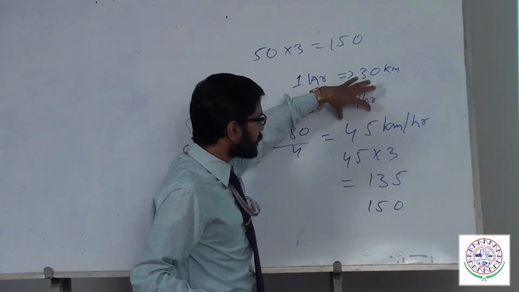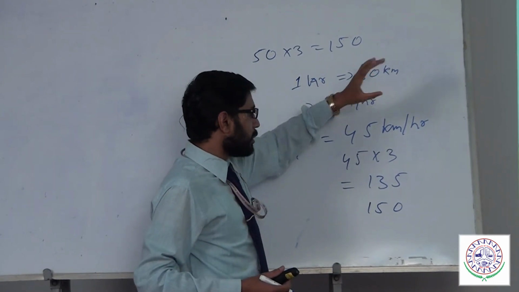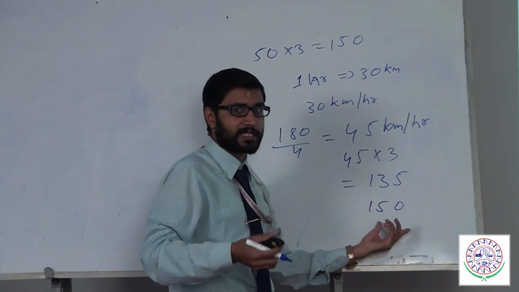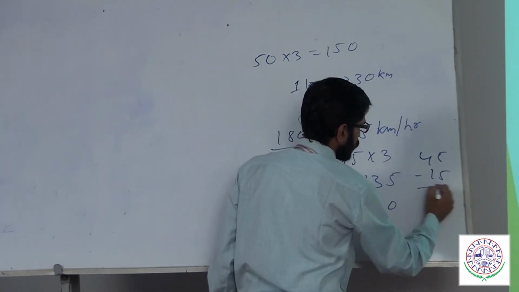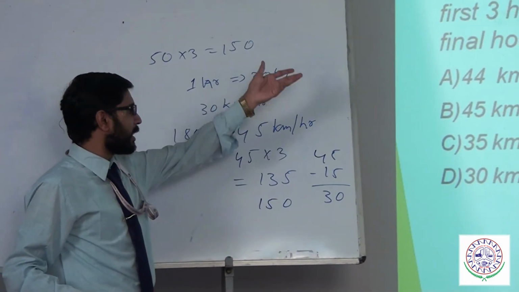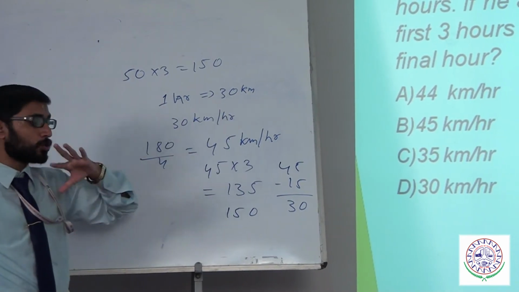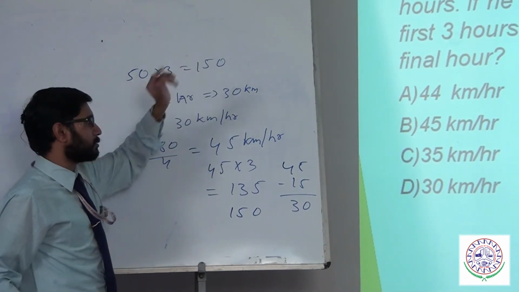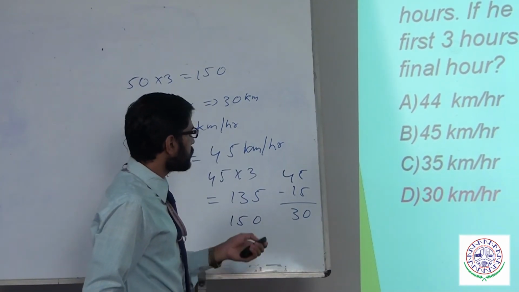His actual average is 45 if he goes at a speed of 45 kilometers per hour. But he has got 15 extra. So subtract 45 minus 15. What will you get? You will get 30 as the answer. Whenever there are questions like this, you can do it orally and avoid these steps. So the answer for this question is option D, that is 30 kilometers per hour.